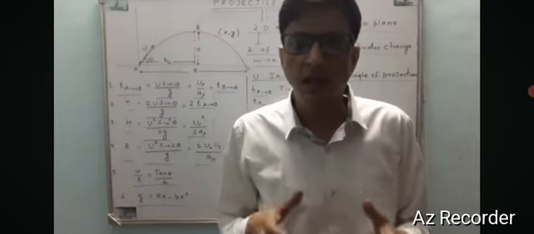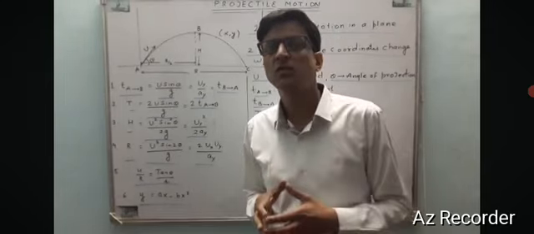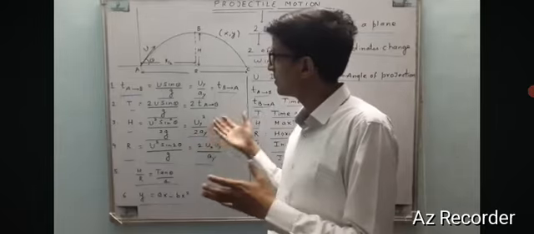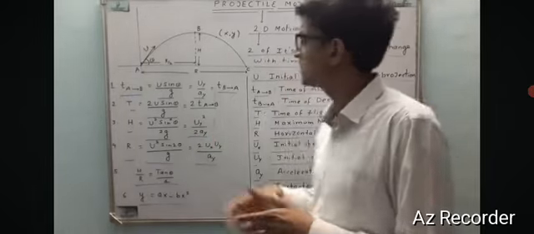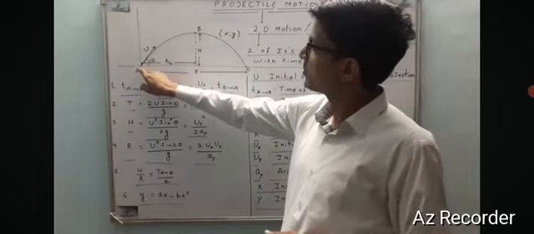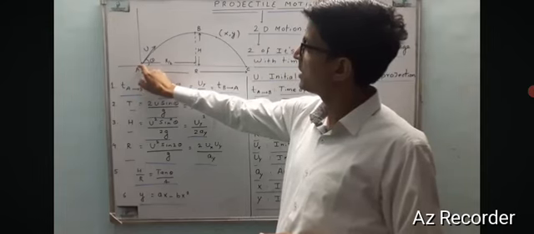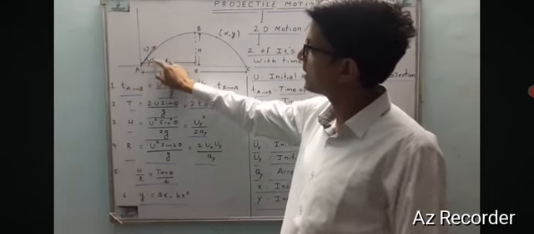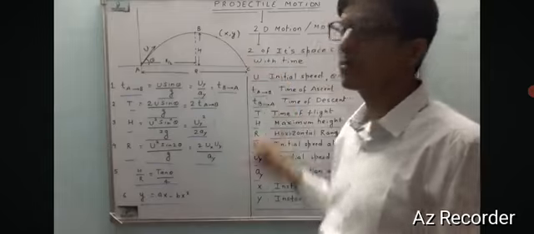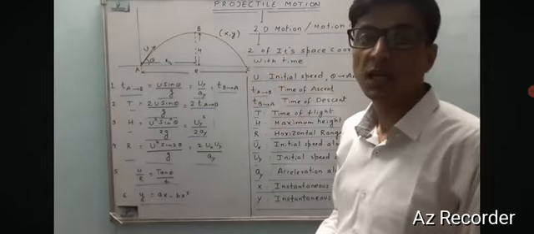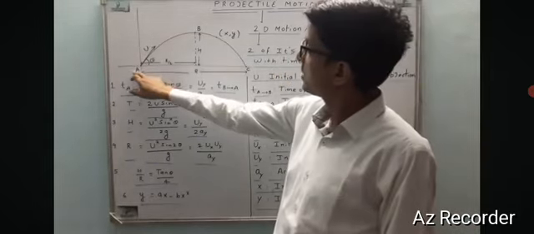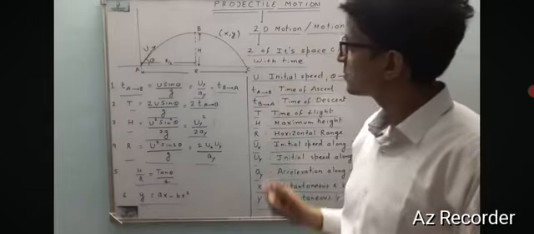There are certain parameters related to the projectile motion. So let's look into the things with proper perspective. Let's suppose that I project a projectile from point A with an initial speed u, making an angle theta with the x-axis. It follows a parabolic path and finally reaches C. So this point is A, this point is B, and this point is C. So I define certain parameters over here.